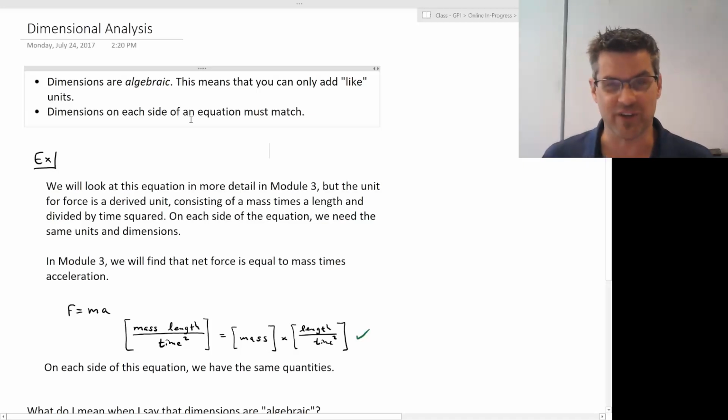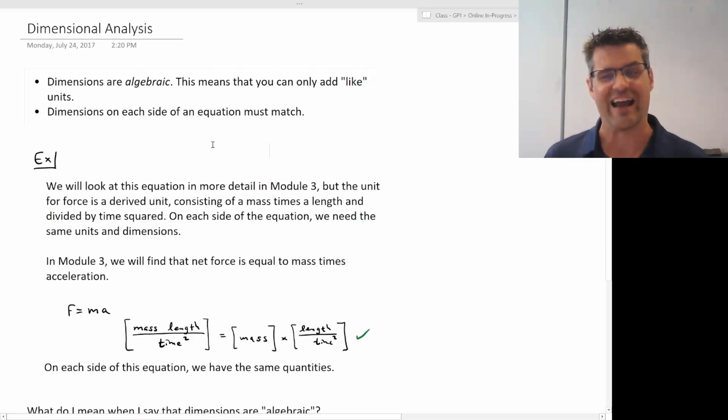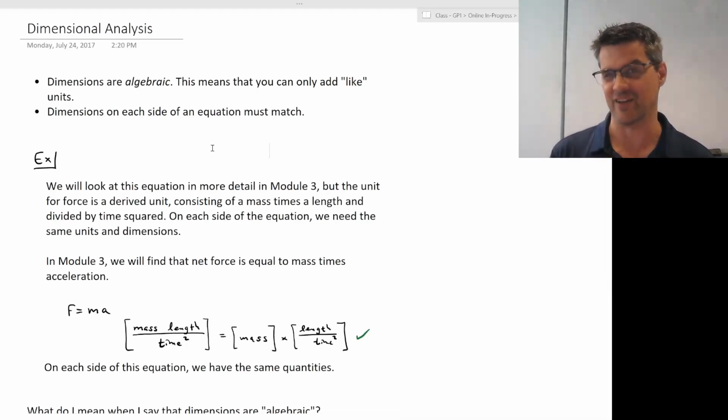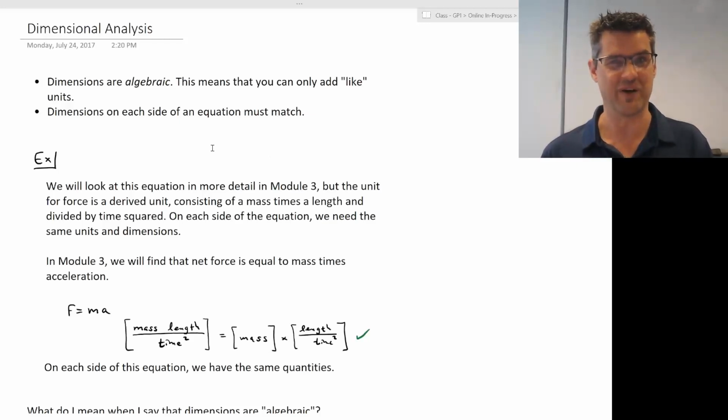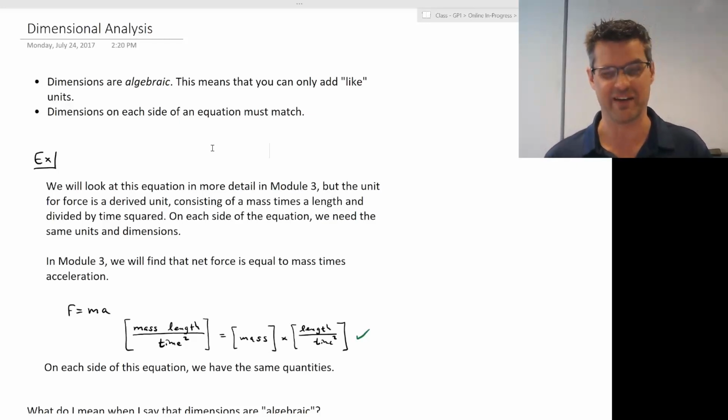These units that we're talking about, whether they are fundamental or derived, are algebraic. What does algebraic mean? It means that they work like units in algebra. So I can only add like things together. I can only multiply things in certain ways. And when I multiply things, the combination of those things is still there, grouped in the way that they were grouped in the mathematical application.